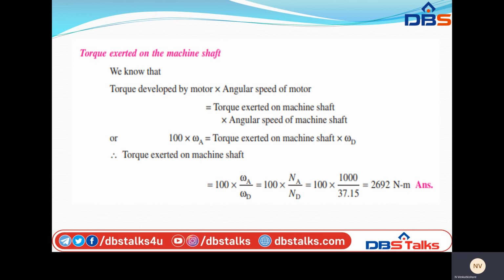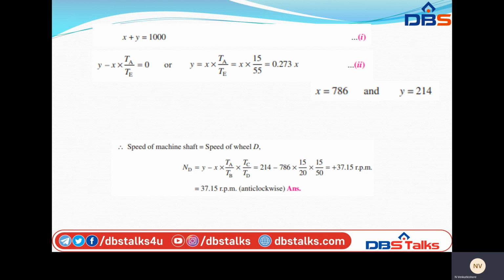based on the table, we need to find the speed of the motor, or the speed of the pinion. What is given? NA is equal to 1000 RPM. Therefore, X plus Y is equal to 1000. Also, the annulus E is to be fixed. Therefore, Y minus X into TA by TE is equal to 0, or Y is equal to X into TA by TE. What is TA by TE? 15 by 55, that is equal to 0.273X. So by using these two equations, we get X as 786 and Y as 214.